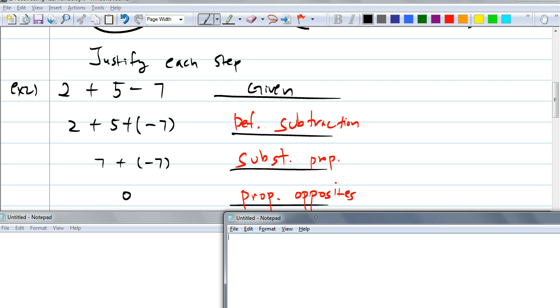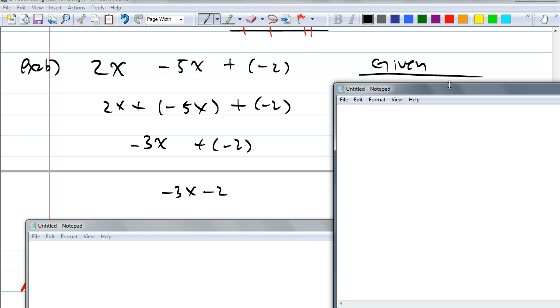Let's do one more, okay? Because you're gonna see something like this on your test, next Friday. So let me give you another one, and I would like you to fill it out and justify each step, okay? Here's example 2b. I have 2x minus 5x plus negative 2. First, of course, is given. And go ahead and write out the left side and then justify each of these steps, okay?